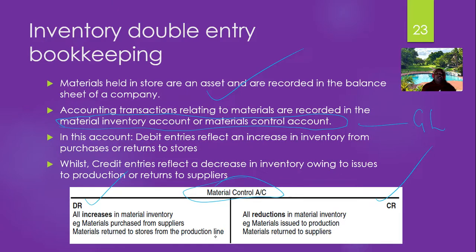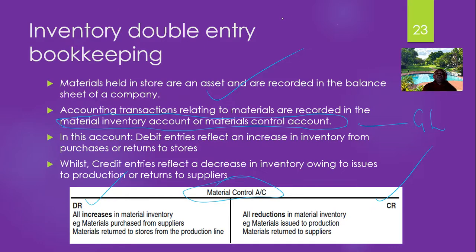Like we have just said, all increases in material inventory are considered debits because remember, assets are increased by debiting and reduced by crediting. When we receive more items into the material account or into the warehouse or the stores, the materials account is being debited because those items are assets, they are being increased. But whenever we are reducing them, then we are crediting the material account.